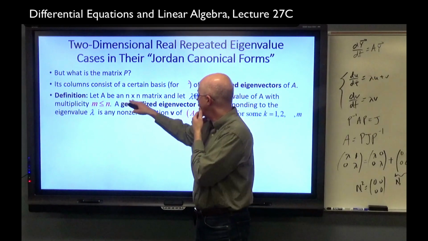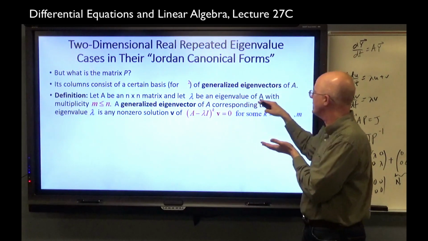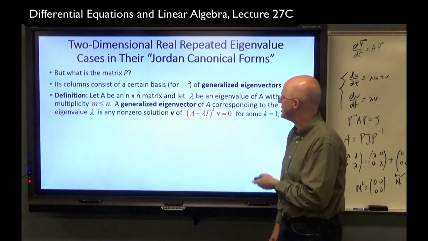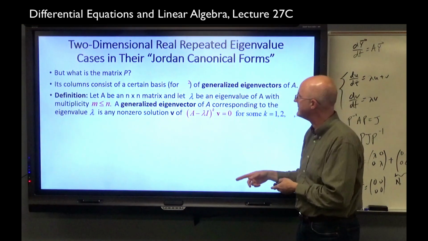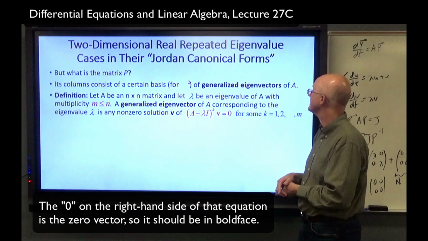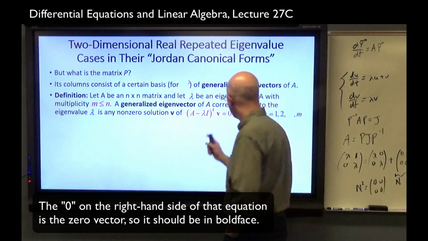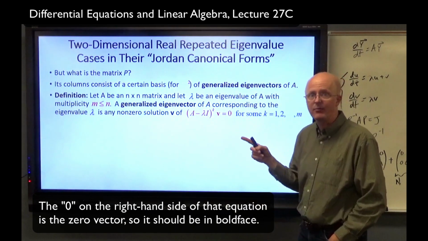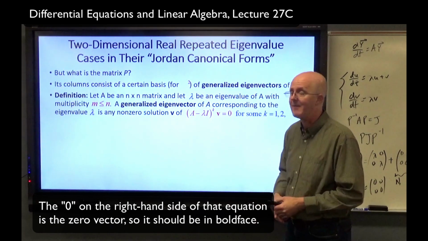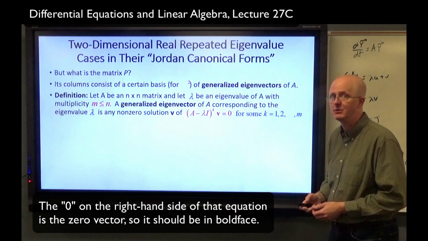In the general case, let A be an n by n matrix. Our example is going to be 2 by 2. Let lambda be an eigenvalue of A with multiplicity m that of necessity has to be less than or equal to n. A generalized eigenvector of A corresponding to the eigenvalue lambda is any non-zero solution v of this equation, where k can be any number 1 through n. Remember, we talked about similar equations to solve for ordinary, regular eigenvectors for an eigenvalue lambda when k is 1. Generalized allows k to be 2 or higher when lambda has a multiplicity of 2 or higher.